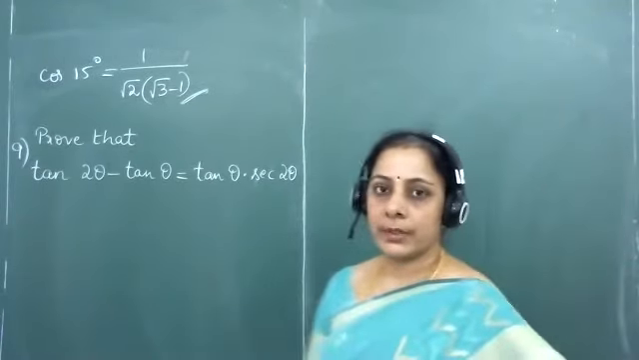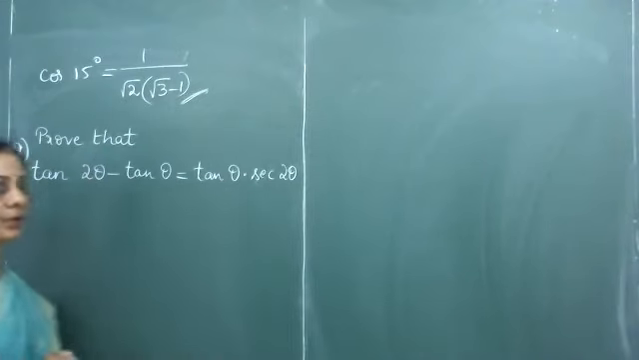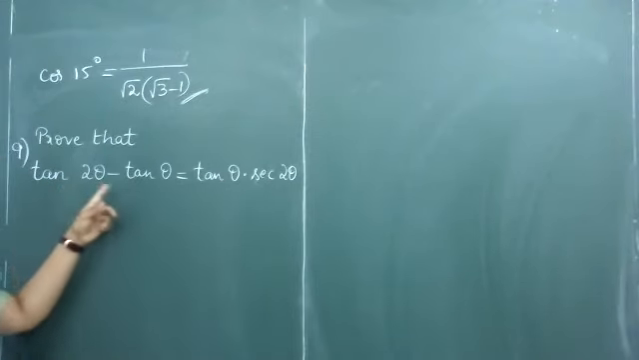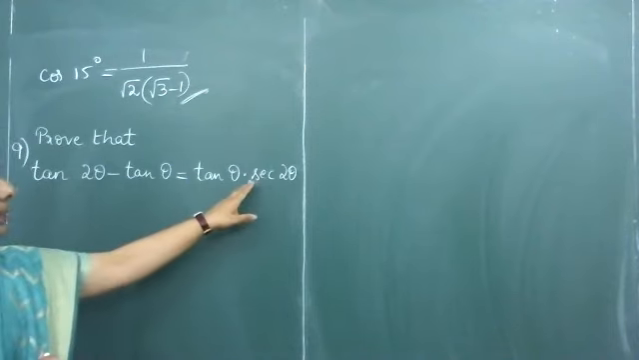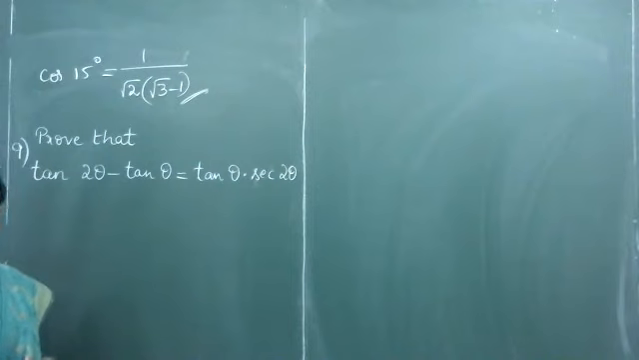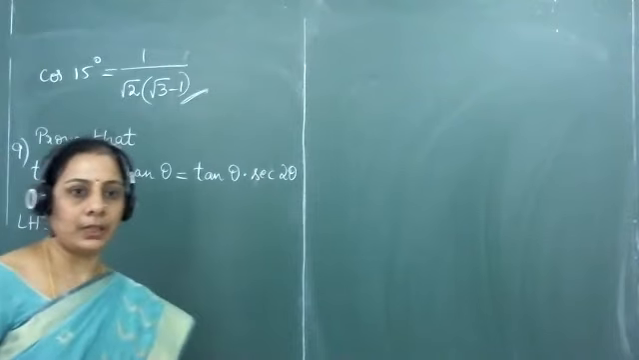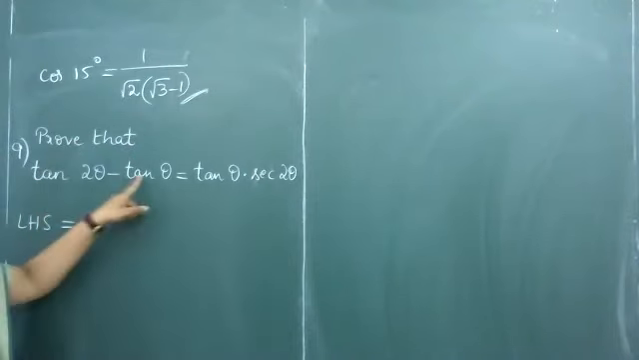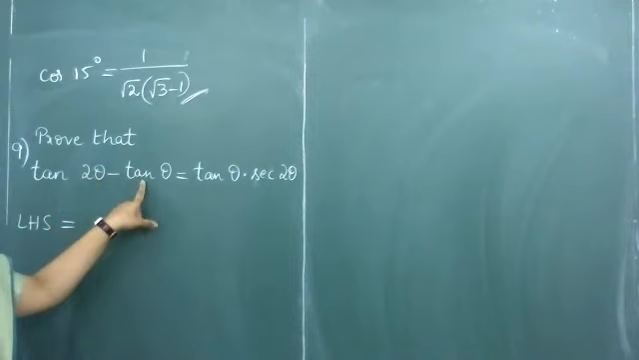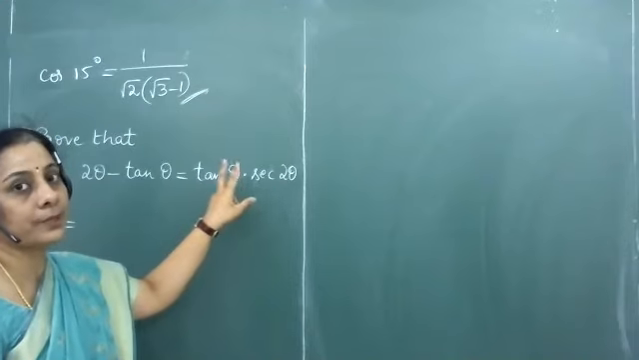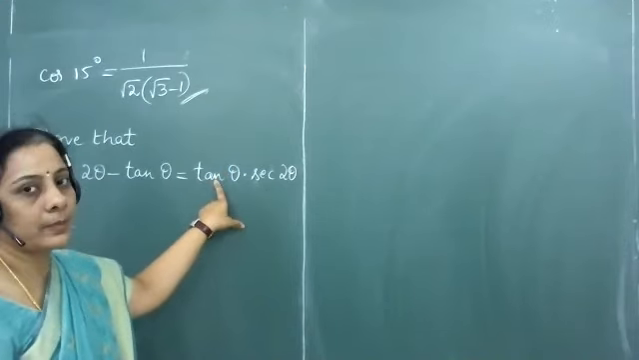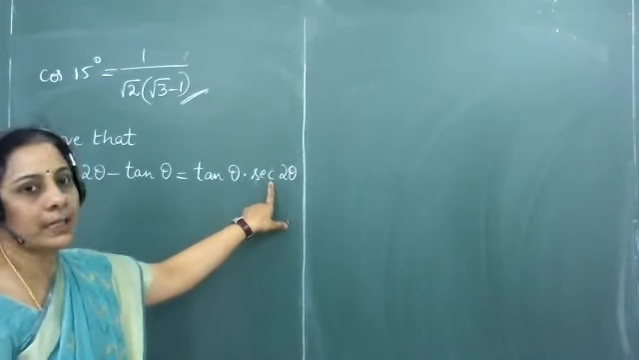We now have the next question to be proved. Tan 2 theta minus tan theta is equal to tan theta multiplied with secant 2 theta. So again here we shall prove that LHS is equal to RHS. In the LHS we have got both in terms of tan function, whereas in the RHS we have two different functions, one in terms of tangent, another in terms of secant.